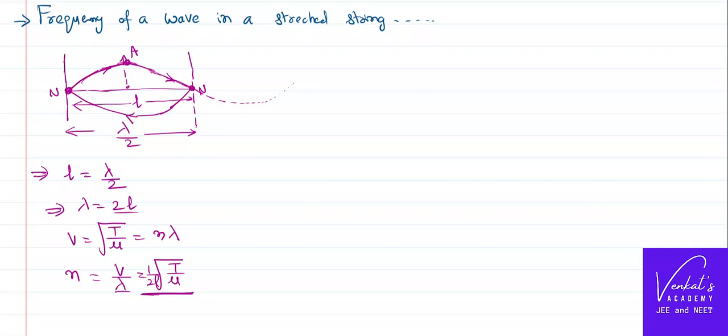This is the least vibration that it can make. I can call it N1, and this is called the fundamental frequency of a stretched string. This kind of vibration is called the fundamental mode of vibration. It has a minimum frequency of this much, 1 by 2L into root of tension by linear density. This fundamental mode of vibration, or fundamental harmonic, is also called the first harmonic.